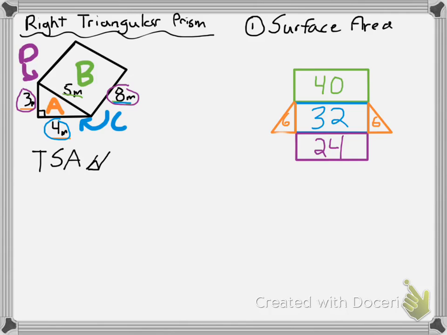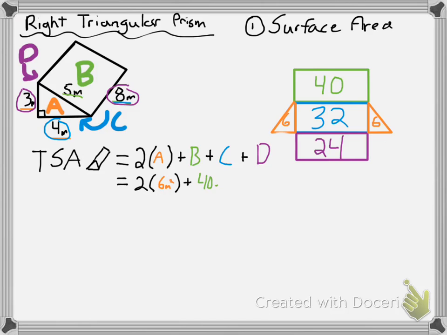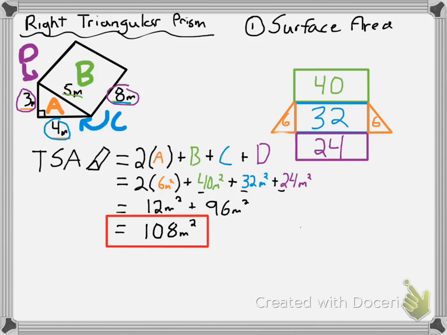Finally, we're going to use this formula. Our total surface area is 2 times A, to account for both bases, plus B plus C plus D. So then I substitute in all the areas we just calculated. 2 times 6 meters squared plus 40 plus 32 plus 24. So I end up with 12 meters squared, and if I add these 3 together, I end up with 96 meters squared, and I have a total of 108 meters squared for the surface area of the right triangular prism.